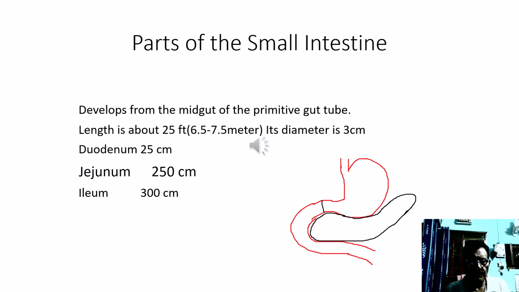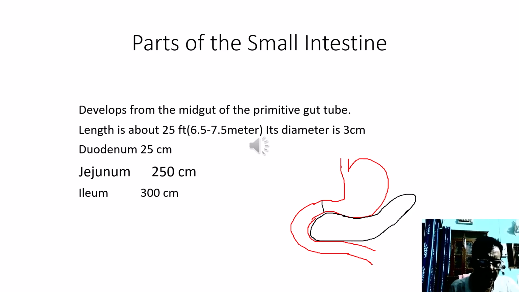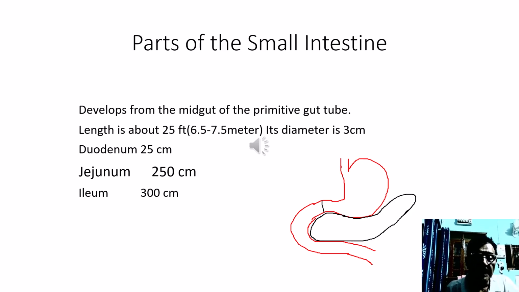Then come to the jejunum. This is 250 centimeter in length, and it is continuous with the duodenum at the upper part, and on the lower part it is continuous with the ileum. The position of the ileum and jejunum: where jejunum becomes ileum is not very clear, but the structure is different.